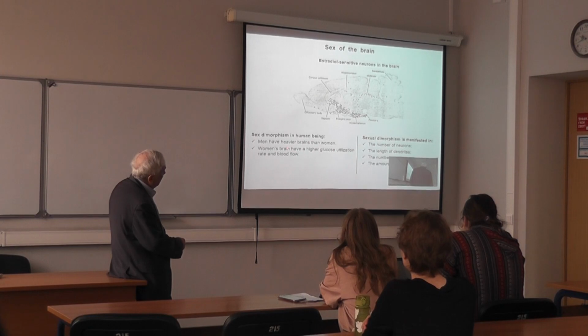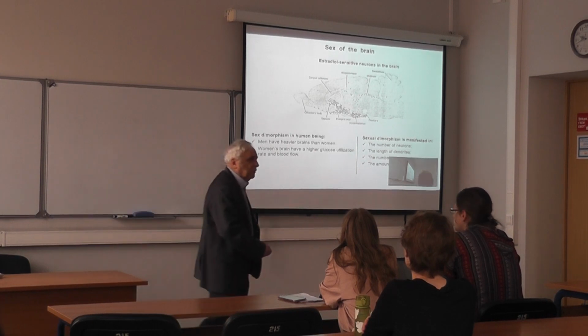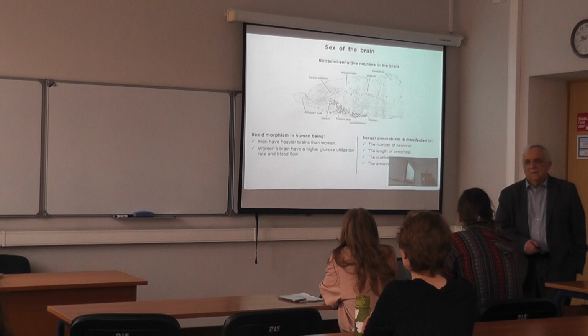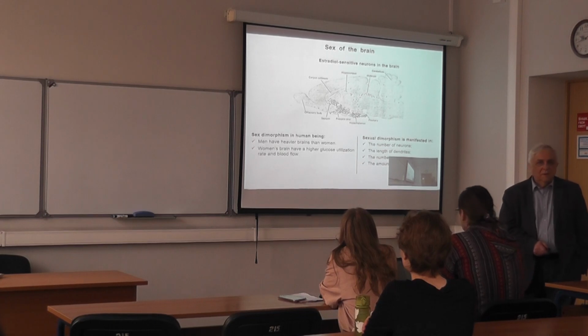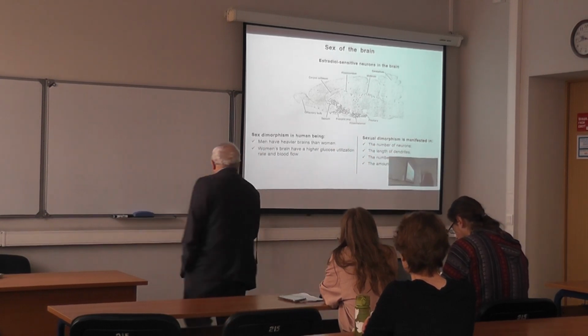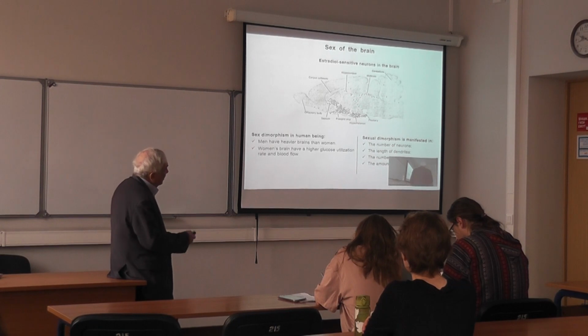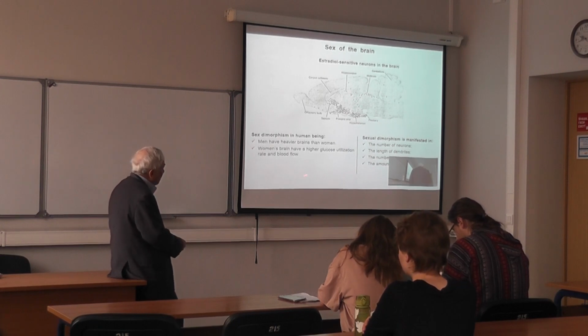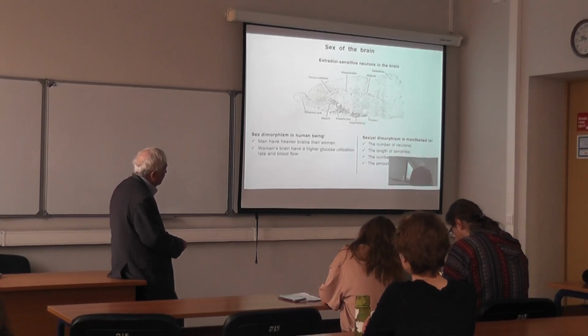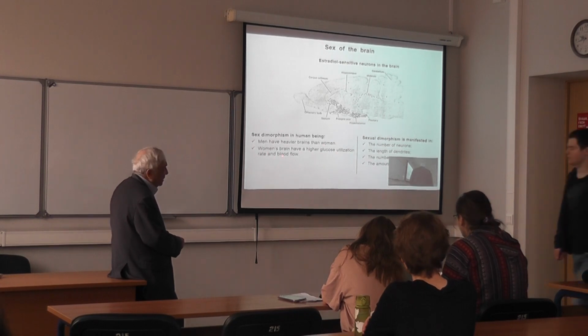What does it mean from the physiological point of view if there is a high level of glucose utilization? Glucose is a substrate for what kind of processes? For energy. For general metabolism. So the general metabolism in the neurons in women is higher, these neurons are more active, intensely functioning, etc. Glucose utilization, and the weight and the blood flow.